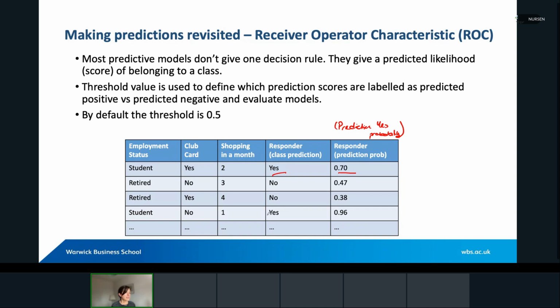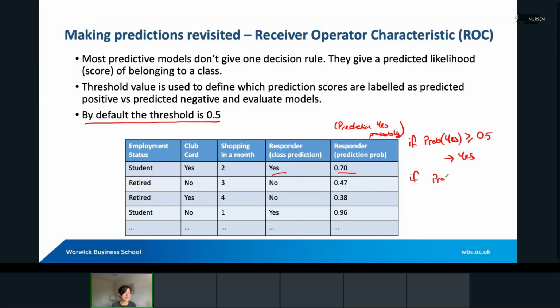And when we have these probabilities, we can convert these probabilities to class predictions using a threshold value. By default, this threshold value is set to 0.5. What do I mean? If the probability you obtain from your machine learning model, probability of yes, is greater than or equal to 0.5, we predict this as a responder, yes case.